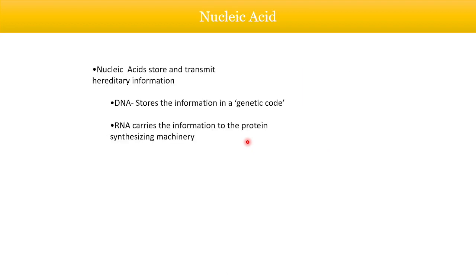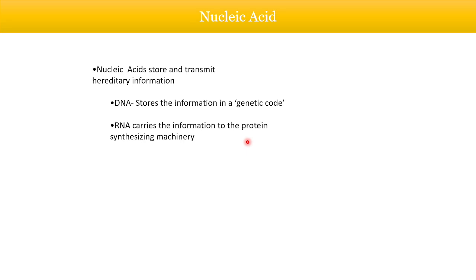So nucleic acids, what's the role of nucleic acids? It's known to us. It forms the genetic material of our body. It stores and transmits hereditary information. So DNA stores the information in a genetic code. These codes are the different amino acids or the nucleotide sequences. And RNA carries information to the protein synthesizing machinery.